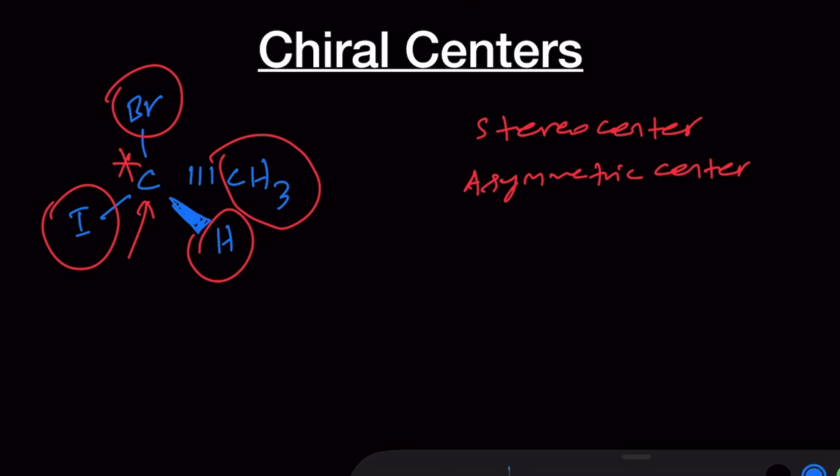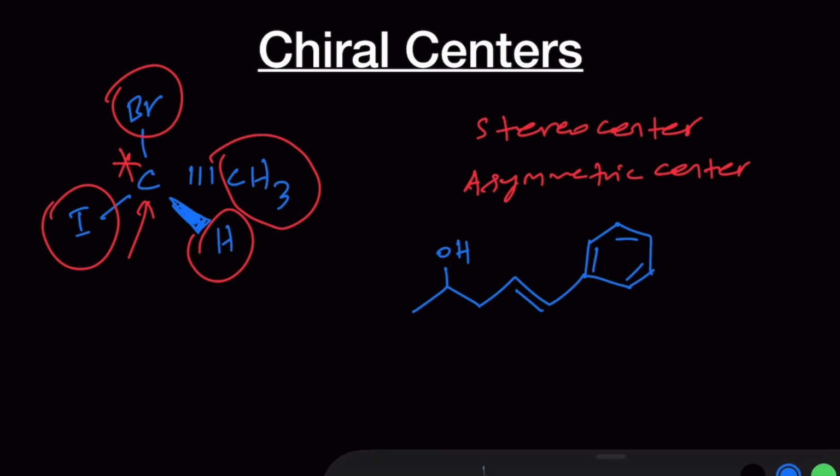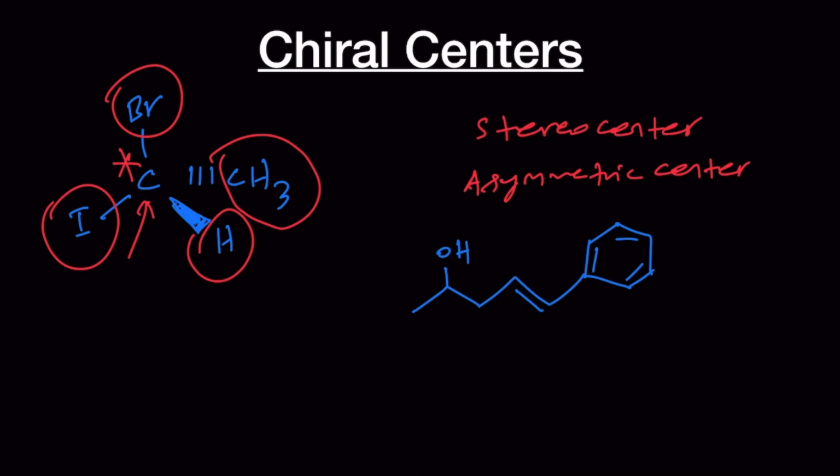This would become much more clear if I give you one example. Let's say I have a molecule like this: 1, 2, 3, 4, 5, and then let's say I have a phenyl ring on this side, and then a double bond here, and then an OH group here. How many chiral centers are there in this molecule and how many stereocenters are there? We have only one chiral center in this molecule.